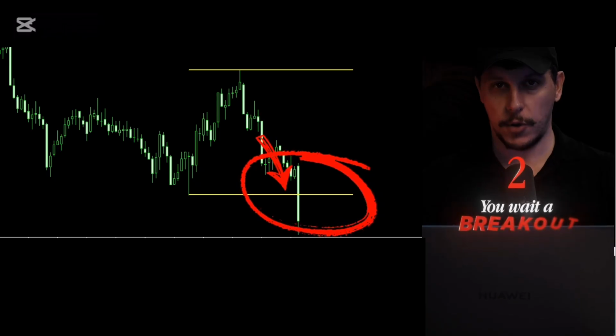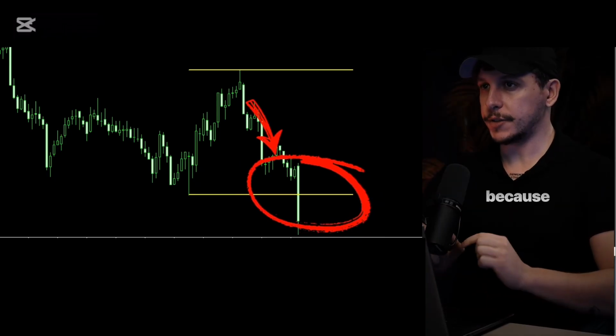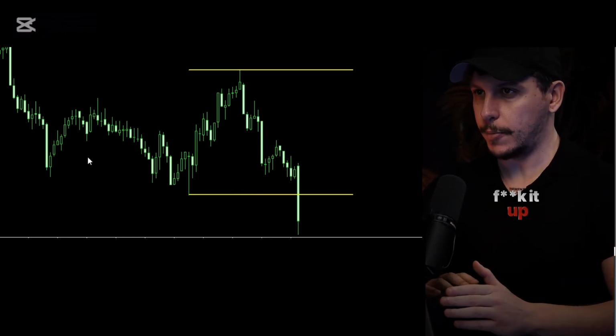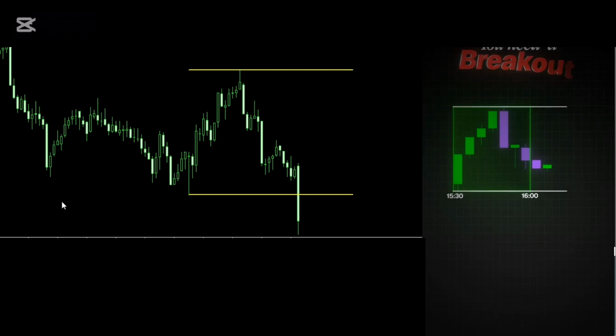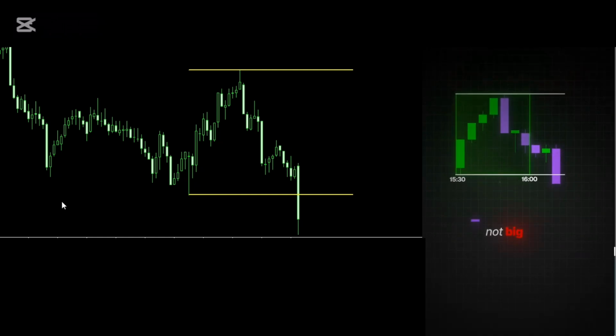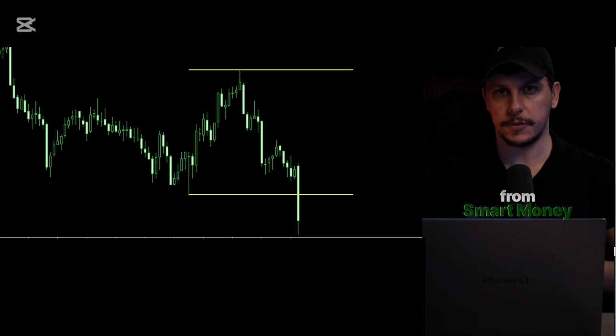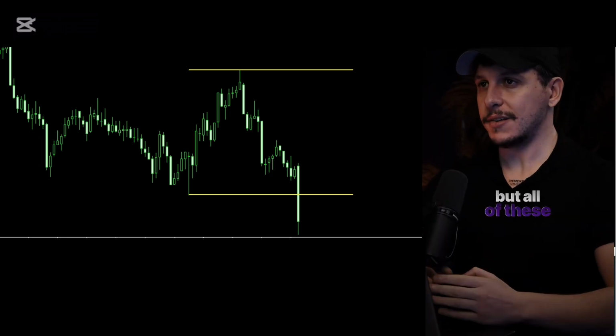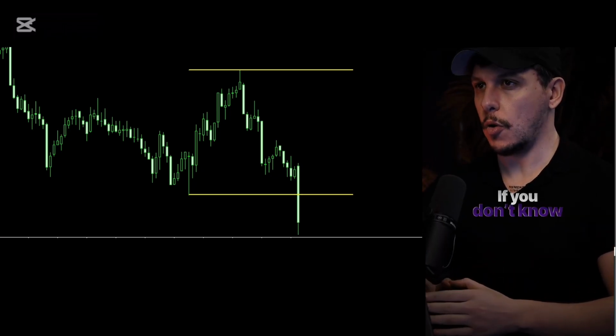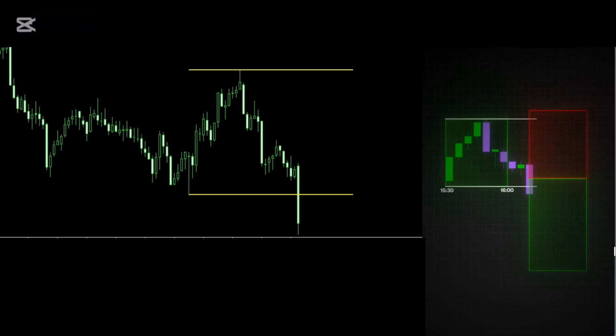Second, you wait for a breakout. And be careful, because here's where people end up and lose money. You need a breakout with a full candle, no big wicks, and with high volume and big trades from smart money. But all of this is useless if you don't know where to place a stop loss and a take profit.